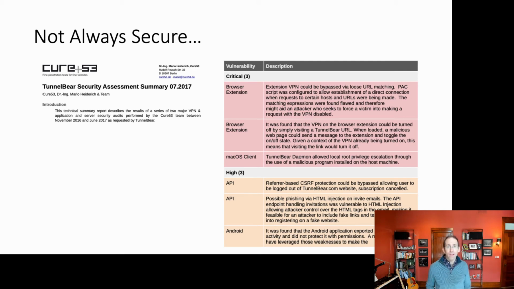Here's an example excerpt of a security audit of a VPN service provider called TunnelBear. That audit revealed a number of critical browser extension vulnerabilities as well as vulnerabilities to the API that could end up revealing both your identity and the content of your internet traffic. Not exactly the characteristic that you'd like to have from a VPN service.